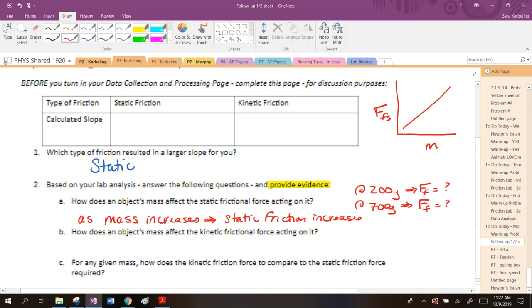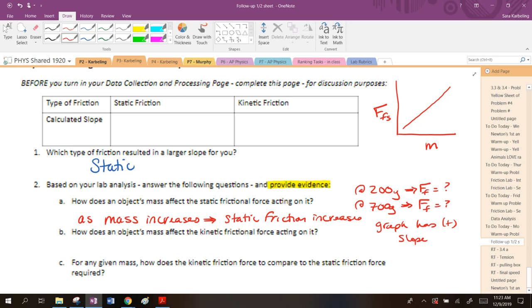It's a positive slope. Has a positive slope, right? A positive slope indicates that as one goes up, the other goes up. So you can absolutely do that too. You could say that the graph has a positive slope, indicating that as one increases, the other increases. That's 100% fine.